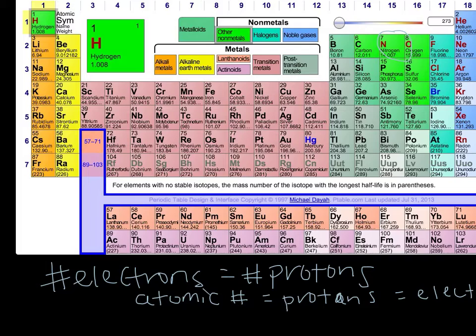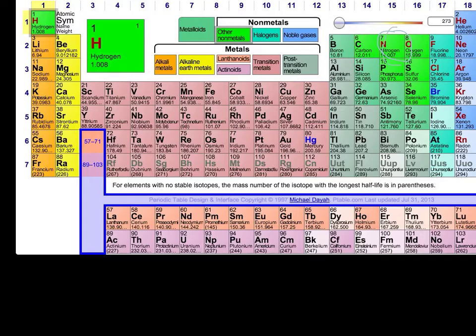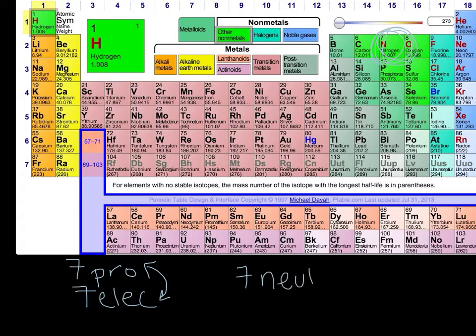So if we just look at nitrogen again, remember that's up here, we can tell that nitrogen has 7 protons, 7 electrons, because remember the number of protons and the number of electrons are going to be equal, and it has 7 neutrons. We'll continue talking about what those look like within an atom in the next video.